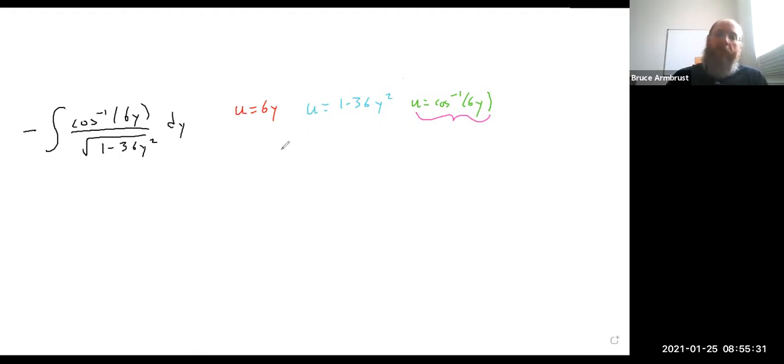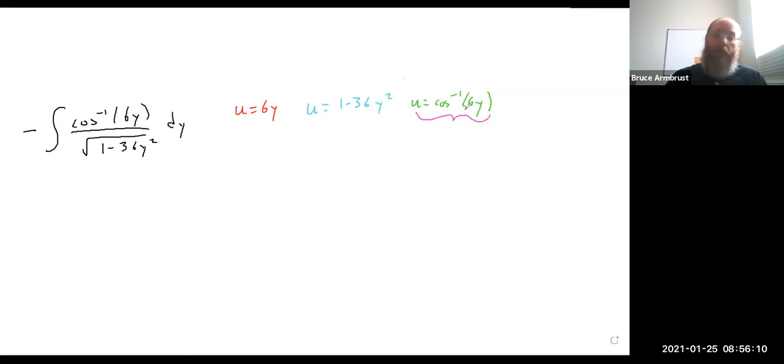Basically what I do is I run it through in my head and I think about what the derivatives are going to look like in terms of then incorporating that into the dy. So for this one, the derivative is just 6. A constant multiple is going to leave all this other stuff as gross yuckness. I'm not going to be able to cancel anything, so I'm not going to pick that. That's a bad choice. 1 minus 36y squared, similar issue. Its derivative is minus 72y, which is going to leave all kinds of gnarly stuff.